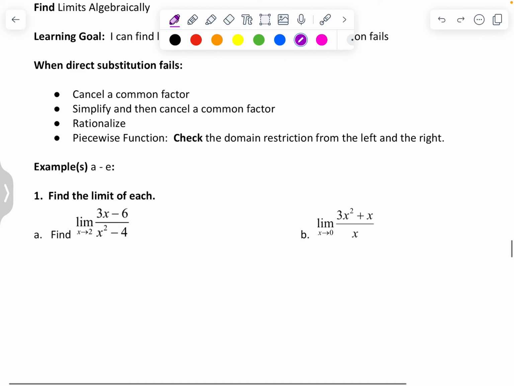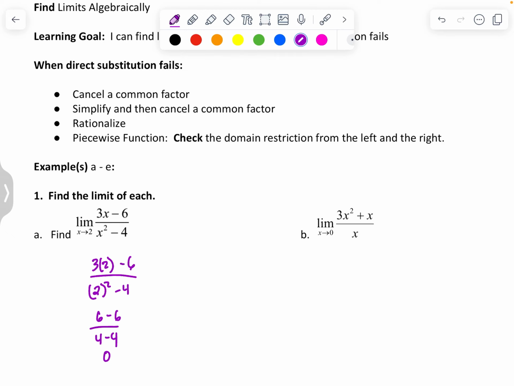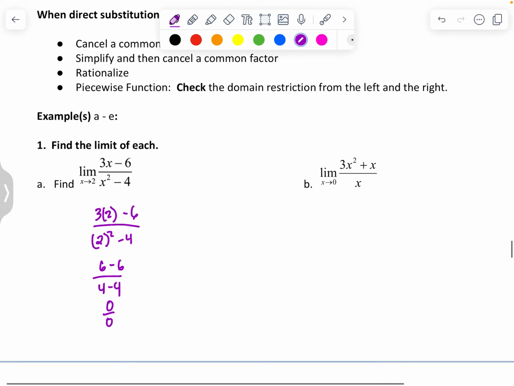When we plug in 2 here, we'll end up with 3 times 2 minus 6 all over 2 squared minus 4. 3 times 2 is 6. 6 minus 6 over 4 minus 4, which is equal to 0 over 0. We call this indeterminate.